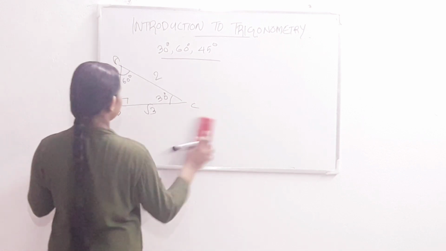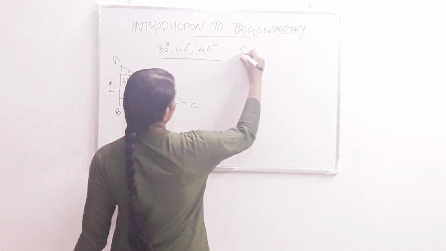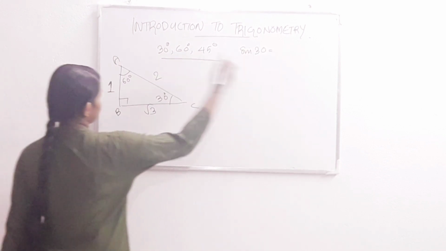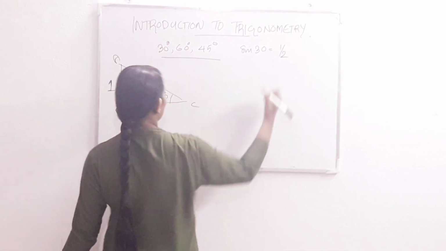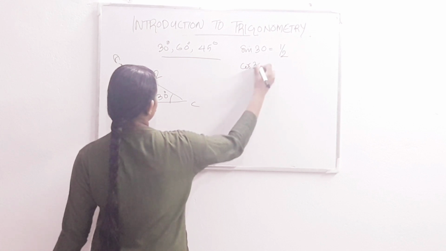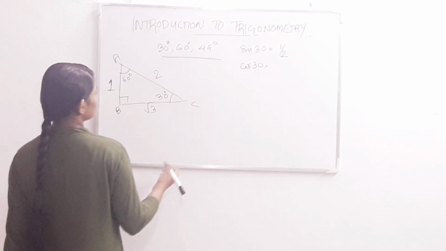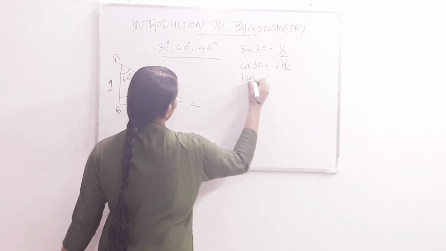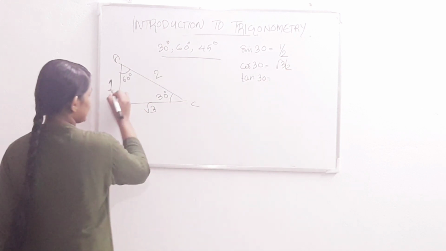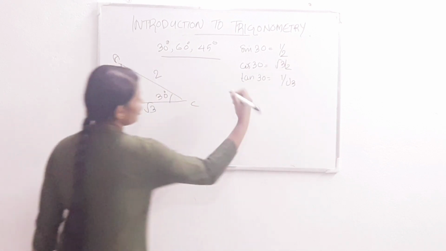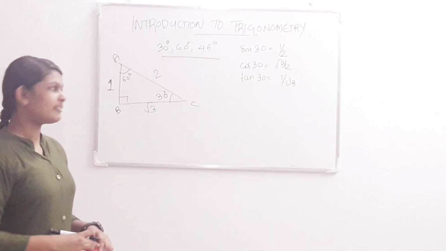Now we can define it. So sin 30 will be equal to opposite by hypotenuse, 1 by 2. We have already heard it. Okay. Next, cos 30 is equal to adjacent by hypotenuse, root 3 by 2. Tan 30 is equal to opposite by adjacent side, 1 by root 3. The remaining cosec theta, sec theta, cot theta we can write here.